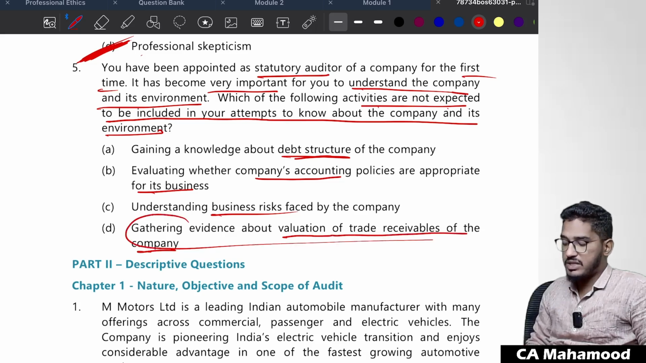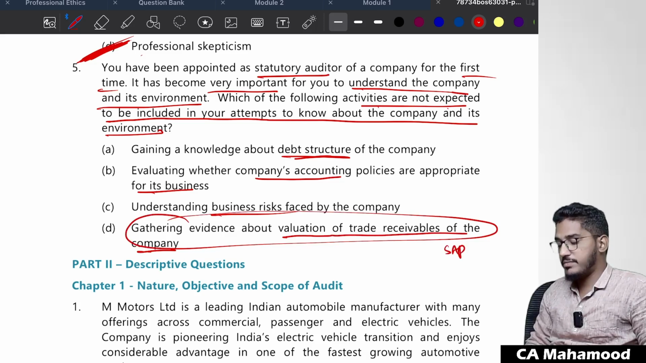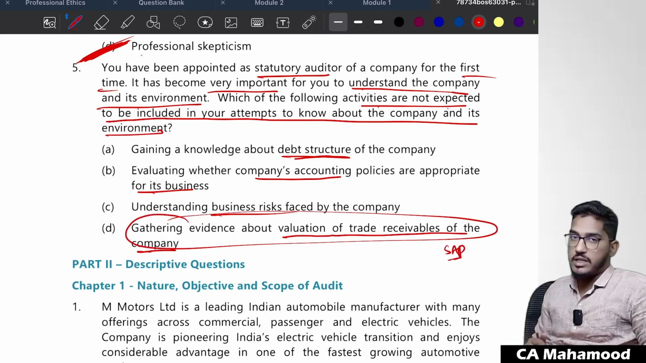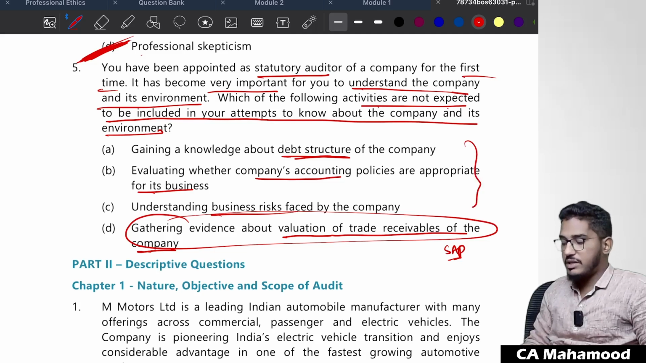See, this is a part of substantive audit procedure, not a risk assessment procedure. This we do after we have obtained an understanding of the entity and its environment. So the above three things are options relating to the company and its environment.